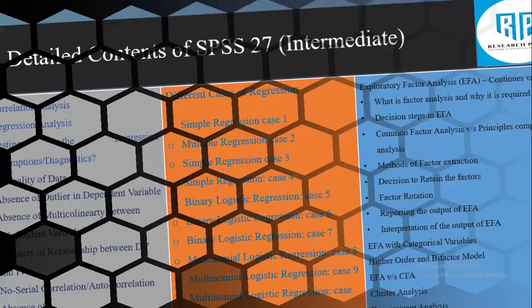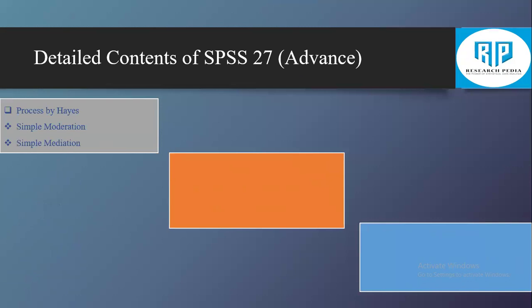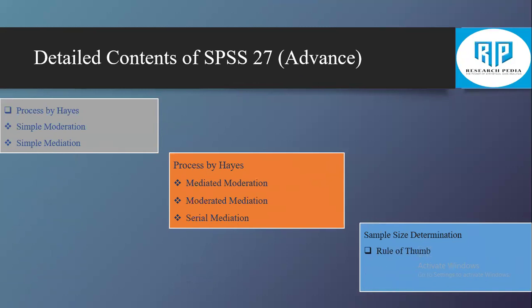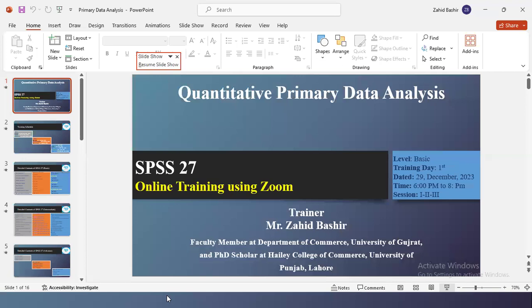At the advanced level, we will basically focus on the PROCESS by Hayes: simple moderation and simple mediation. I will also let you know how to determine your sample size using the rule of thumb, G*Power, and other methods. For those who want to discuss anything, I will give you 10 minutes in the last part of this training, where you can ask any questions regarding this training.